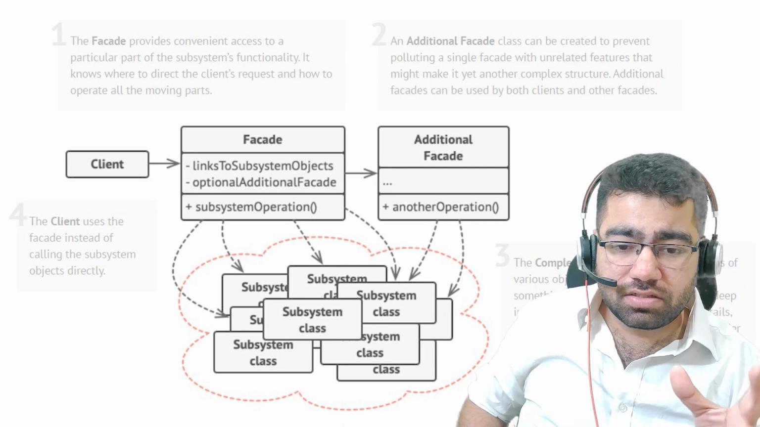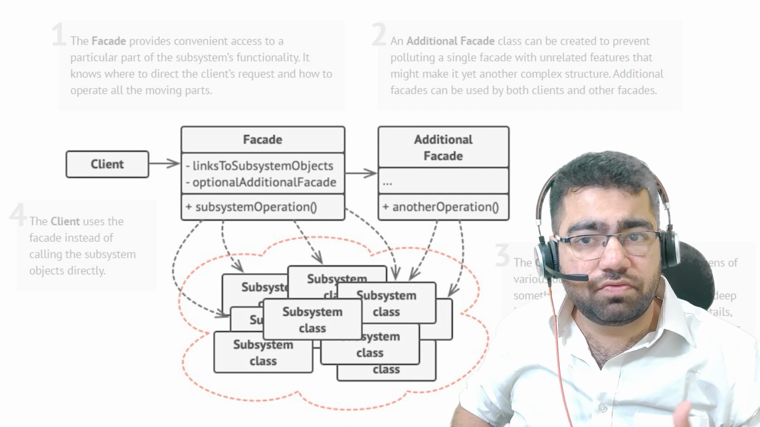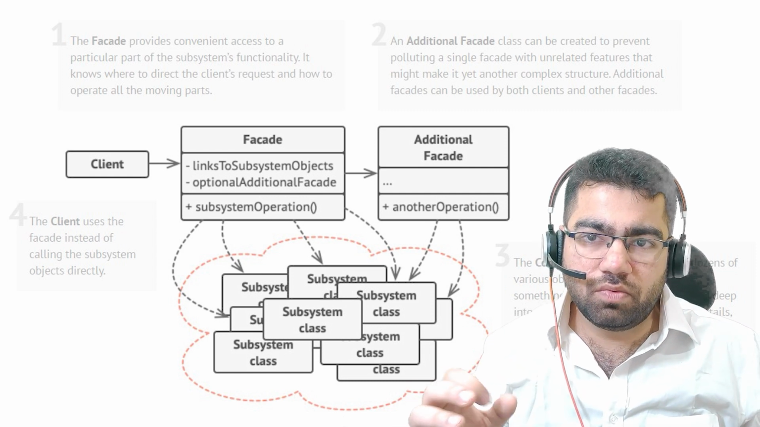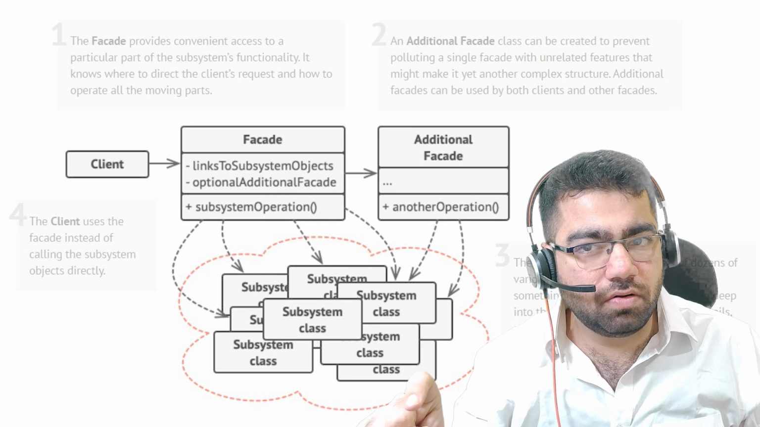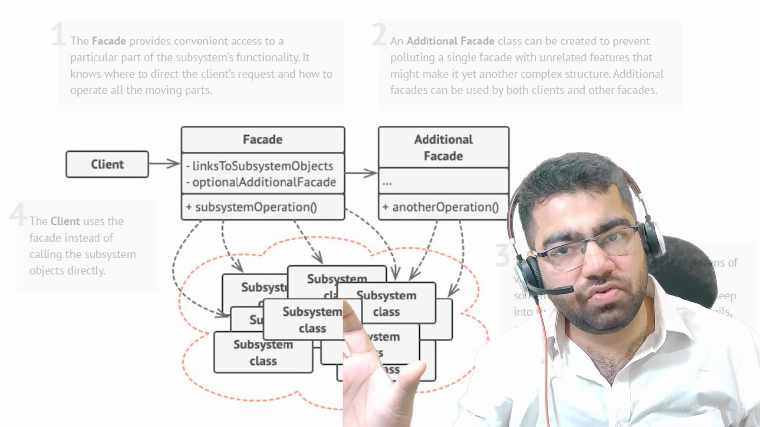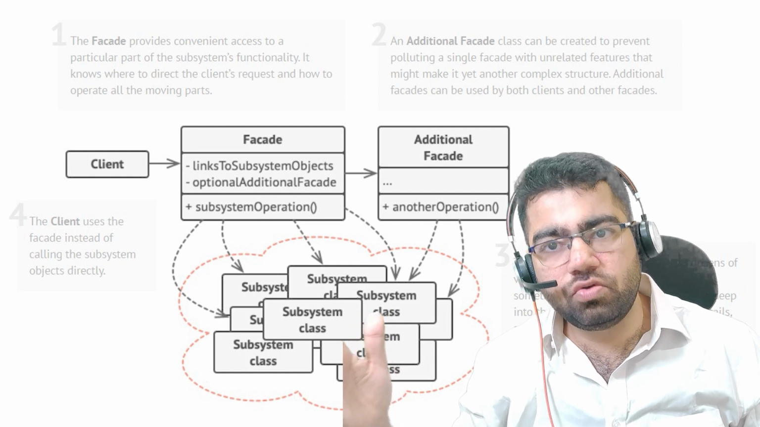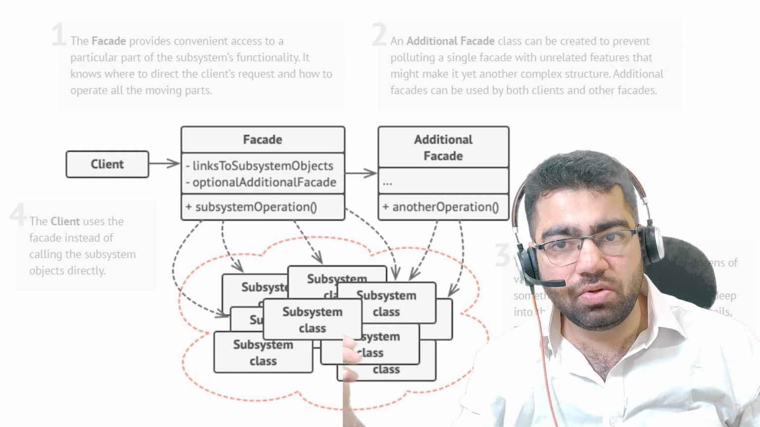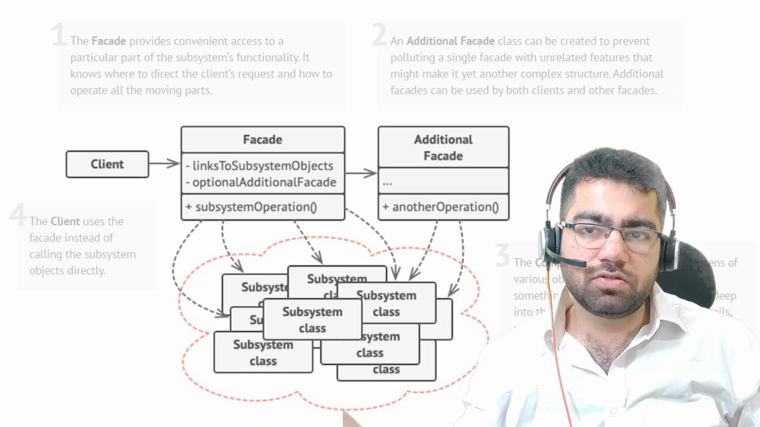So in this, instead of calling all different types of things which you want to do for one single operation, which is just order food, you can create a class of your own called the facade class. In that class, you can do all these calls which you want to do, and your client just needs to make this call to the facade.